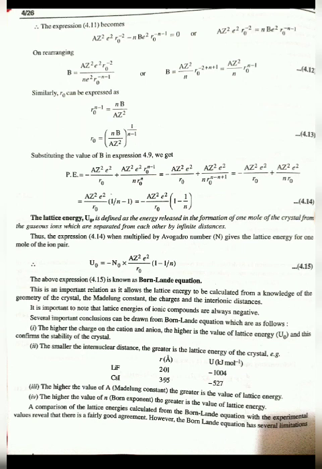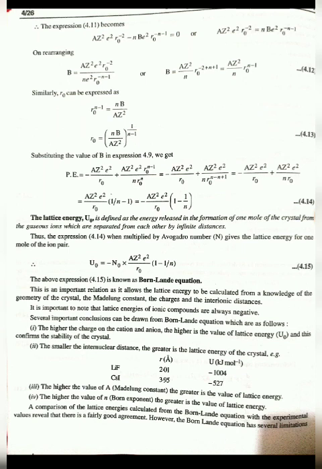Several important conclusions can be drawn from the Born-Landé equation, which are as follows. First, the higher the charge on the cation and anion, the higher is the value of lattice energy, and this confirms the stability of the crystal. Second, the smaller the internuclear distance, the greater is the lattice energy of the crystal. Third, the higher the value of A, the Madelung constant, the greater is the value of lattice energy. Fourth, the higher the value of n, the Born exponent, the greater is the value of lattice energy.